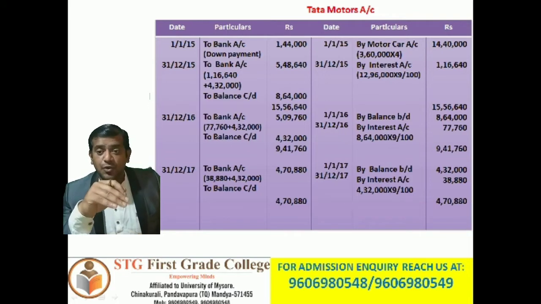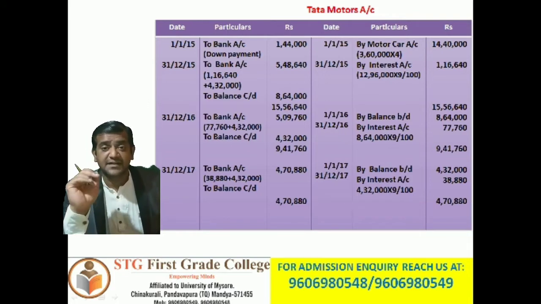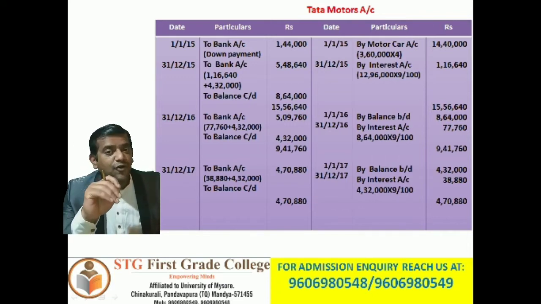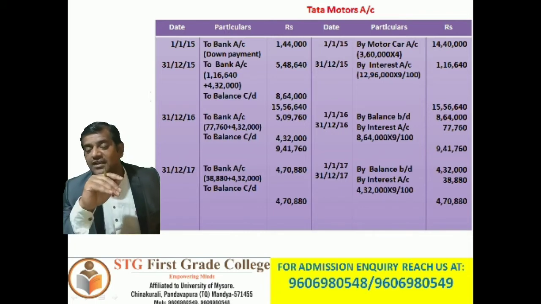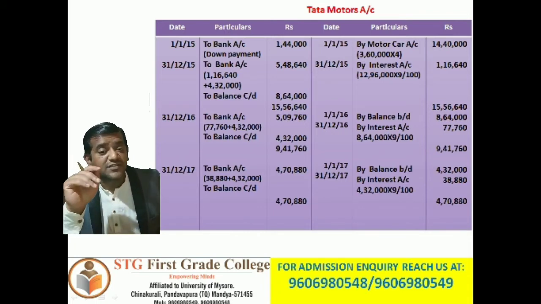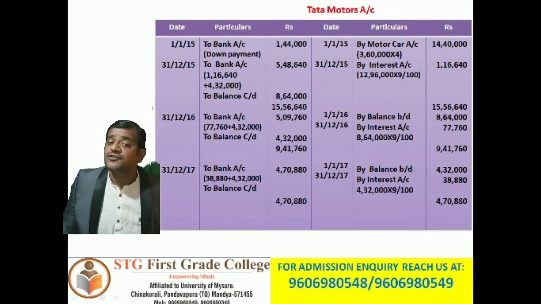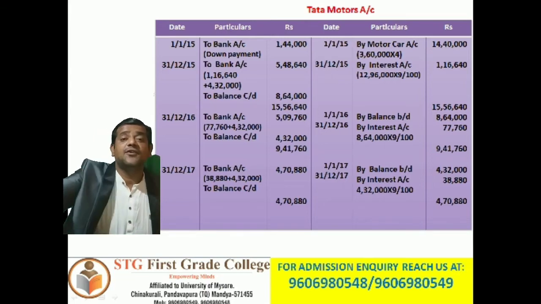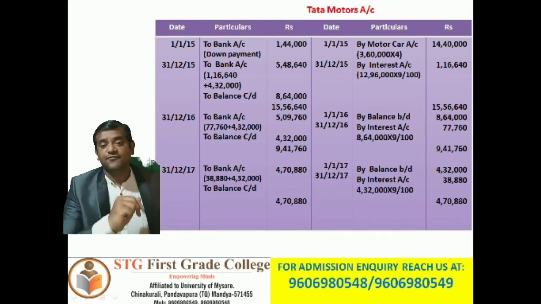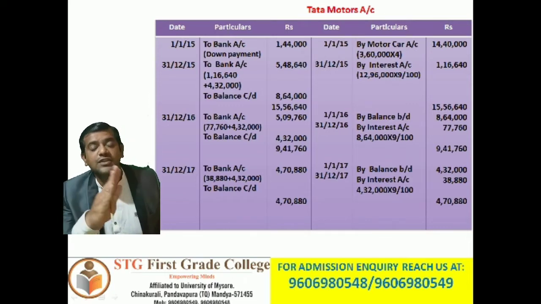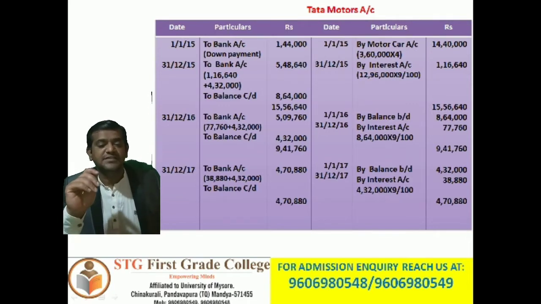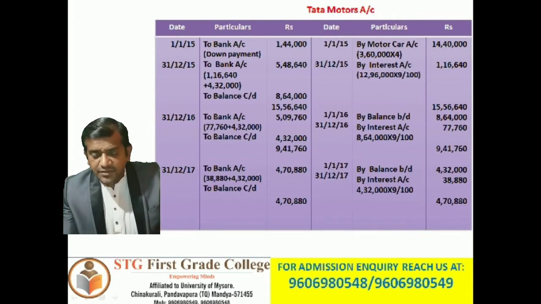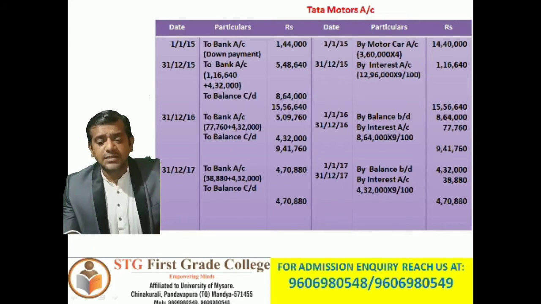So now total the debit column side. So we are going to get a total of 15,56,640. How much? 15,56,640 minus 1,44,000 minus 5,48,640. So the difference is 8,64,000. So which we used to call a balance carried down figure. So balance carried down figure is 8,64,000 rupees. So now both the side total is 15,56,640, 15,56,640. So now we are supposed to move to the third year, correct?